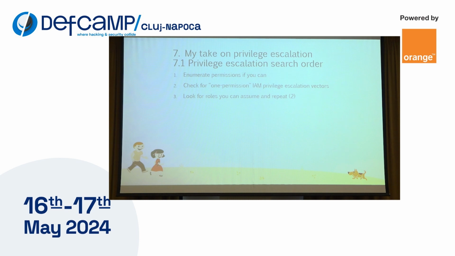Next, you should look for roles that you can assume and repeat step 2. So you identify a role that you can assume, and then you look for permissions that can lead to privilege escalation in one step. And next, you apply the sum of all permissions. So you check for previous vectors that require multiple permissions, and you combine the permissions from your identity with the roles that you can assume, or services that you might have access to. And next is exploitation of services, which involves services like EC2, Lambda functions, AKS, API Gateway, and so on.